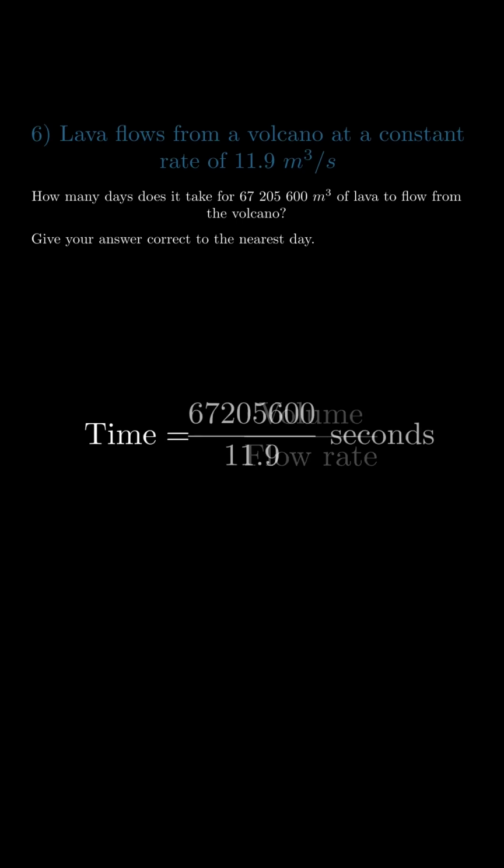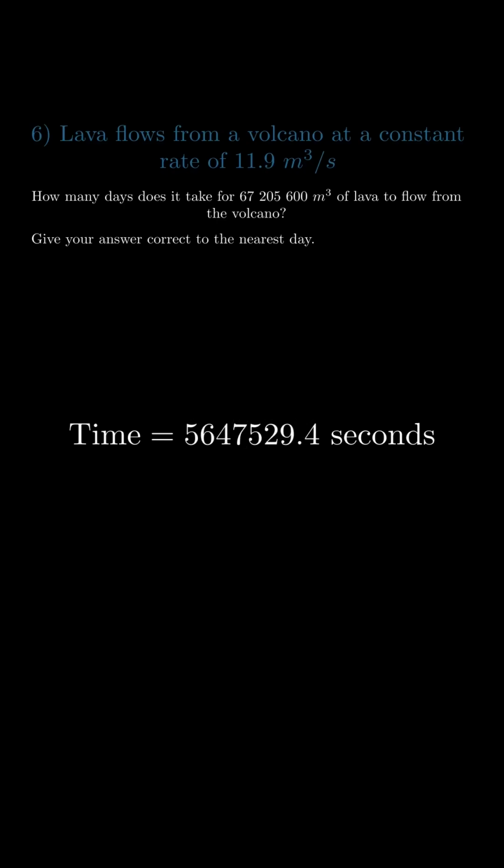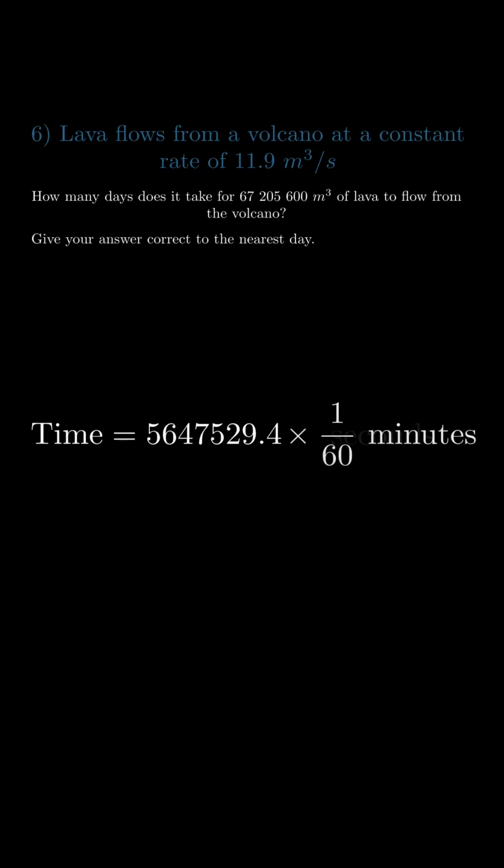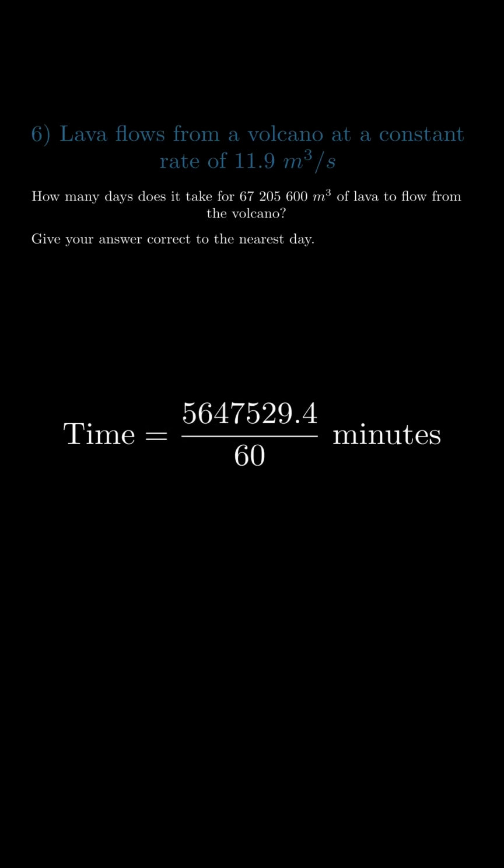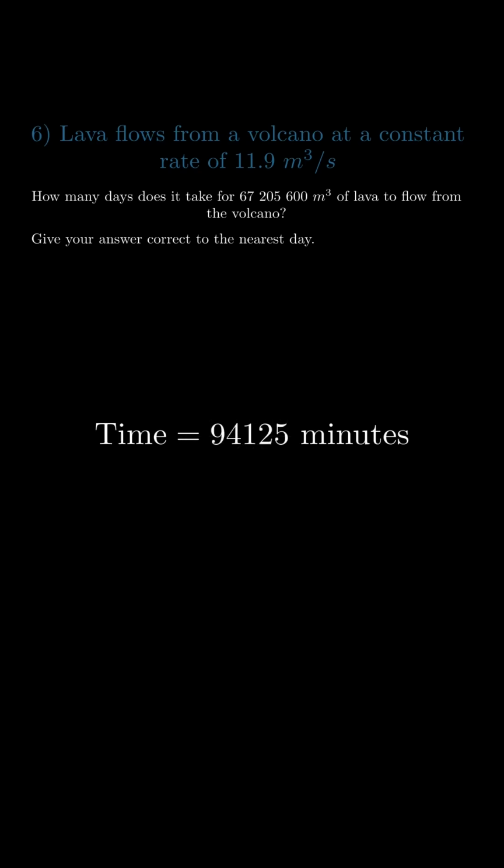The total time for 67,205,600 meters cubed to flow is 5,647,529.4 seconds. 1 second is 1/60th of a minute, so the time now in minutes is 94,125 minutes. 1 minute is 1/60th of an hour, so now the time in hours is 1568.7 hours. 1 hour is 1/24th of a day, so now the time in days is 65.4 days, which is 65 to the nearest day.